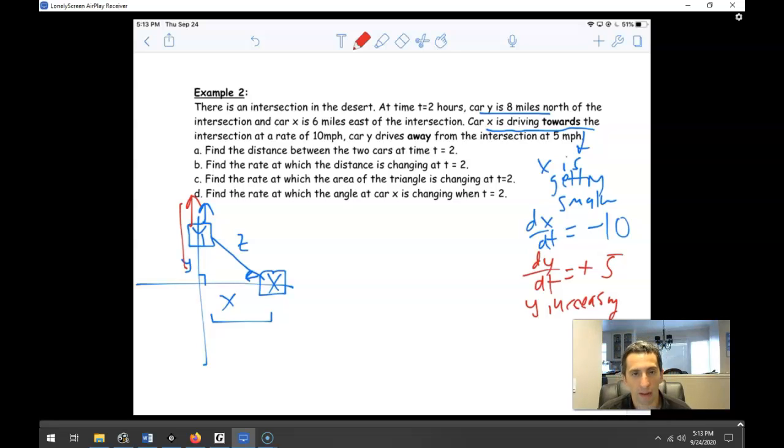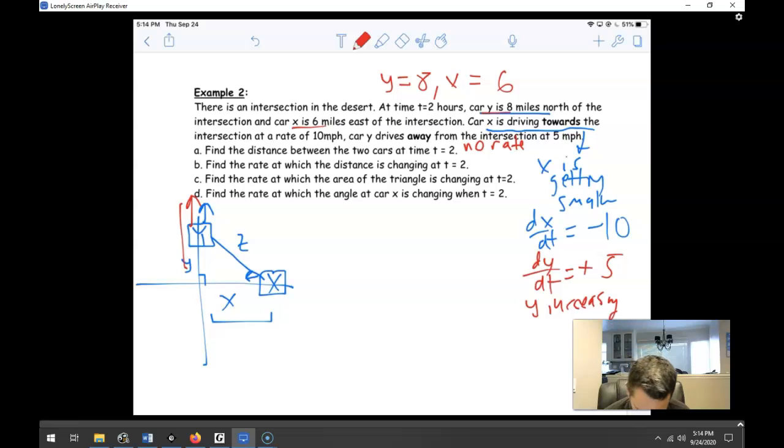Okay, now part A, find the distance between the two cars at time 2. Well, there's nothing talking about a rate, right? This is just finding a distance between them. So in this case, our x is equal to, let's see. Oh, they told me car x is 6 miles east, car y is 8. So that's saying y is equal to 8 and x equals 6 at this point in time. Not constants, right? Those are changing.